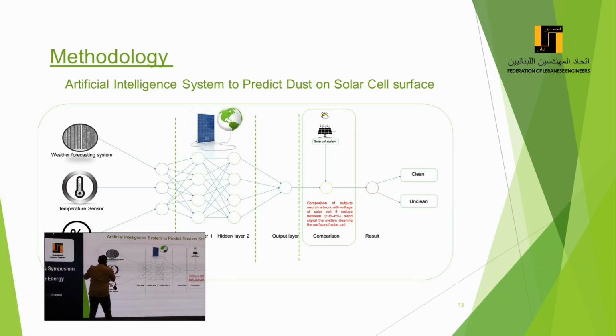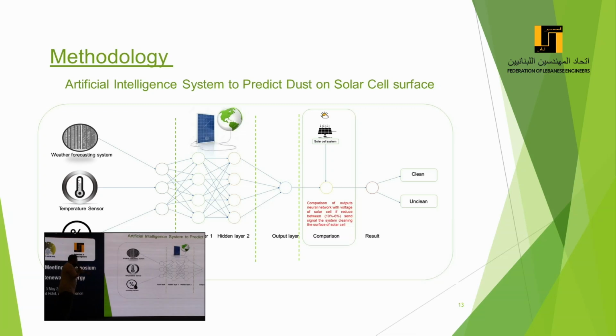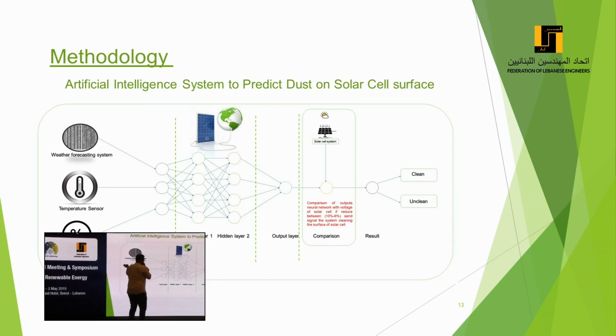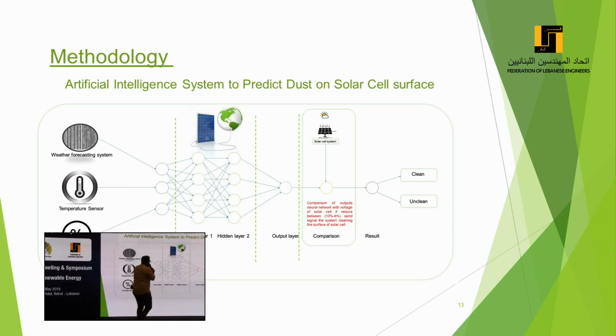We have 3 input values: the weather, temperature, and humidity. These affect the voltage of the solar cell and reduce its performance. The hidden layer calculates this effect and the output gives us the predicted voltage. If the voltage coming from the solar cell is less, the system cleans the surface.